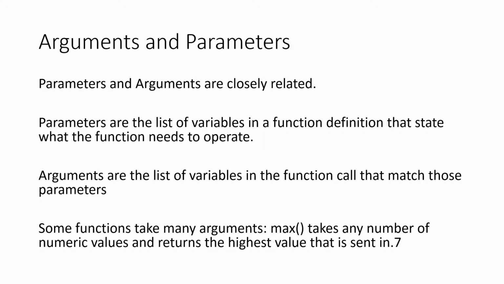Now we've talked a little bit about parameters, but let's talk a little bit about arguments. Parameters are the list of variables in a function definition that state what the function needs in order to operate. Arguments are the list of variables in the function call that match those parameters. Some functions take many arguments. For example, the max function can take any number of numeric values and returns the highest value that's sent in.